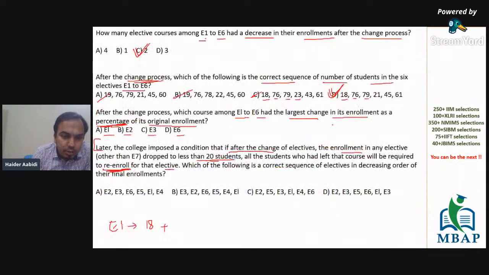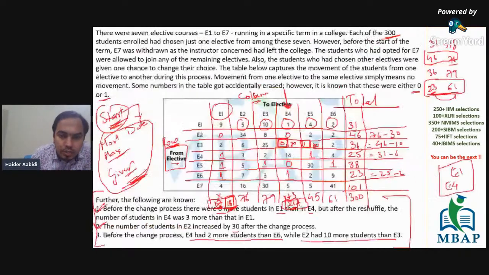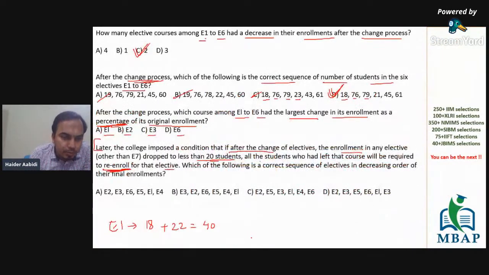So 18 plus 22 of E1 is going to be 40. Okay, Siva, I'm not getting what you're saying, 13. I hope you are getting the point. This 18 plus 22, from where did I get 22? 22 is nothing but the sum of these five numbers which have left E1 and moved to any other elective. They will be told to join back, and that is why we got 18 plus 22. Okay, everyone, so this is 40.